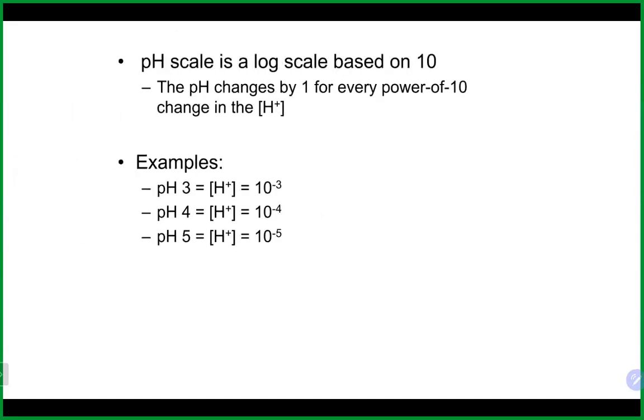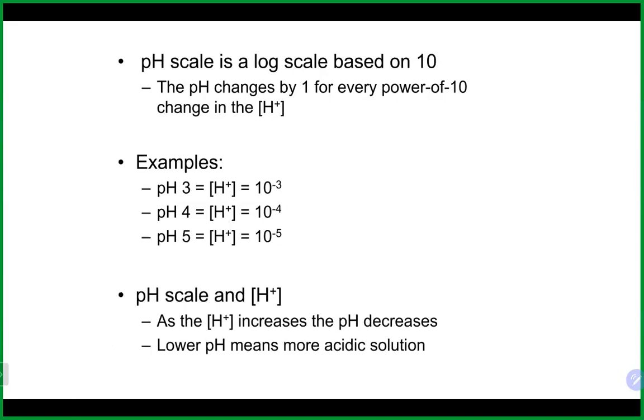So the pH scale is based on the log of 10, and basically for every pH change of 1, a power of 10 change occurs. So if you have a pH of 3, it's 1 times 10 to the minus 3. A pH of 4 is 1 times 10 to the minus 4. A pH of 5 is 1 times 10 to the minus 5 for the H plus. Once again, this is just PowerPoint, so none of these are shown as negative.